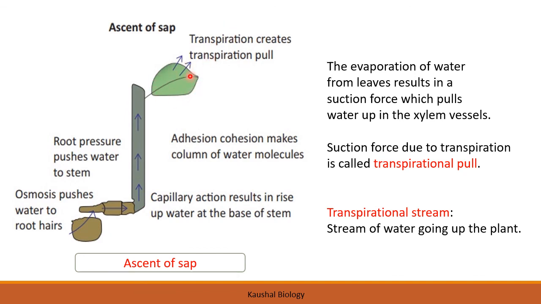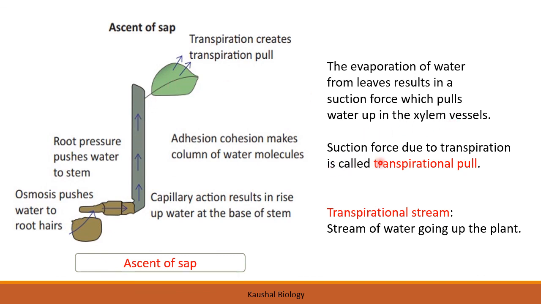And once the water is lost in the form of water vapor from the surface of the leaf, that is called transpiration, and it will create a suction pull which brings the next molecule to the stomata. Understood? So the evaporation of water from the leaf will result in a suction force. Here the suction force will be created once the water molecule is lost, which pulls the water up, and because of this suction pull, the next water molecule will be attracted over here, and so a continuous column will be formed.